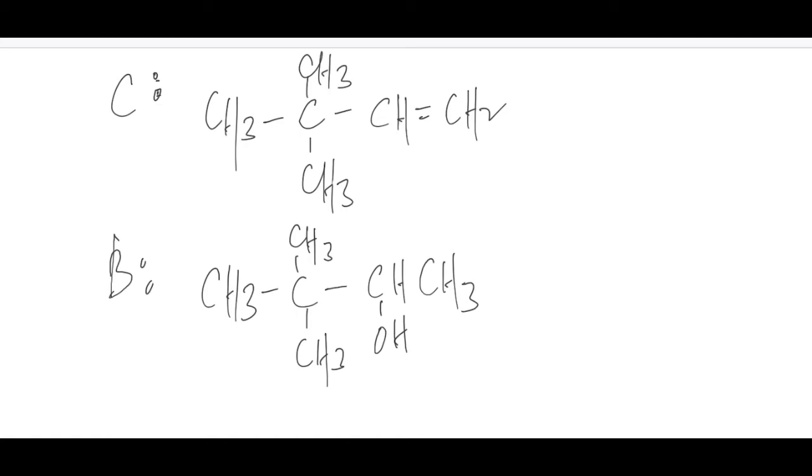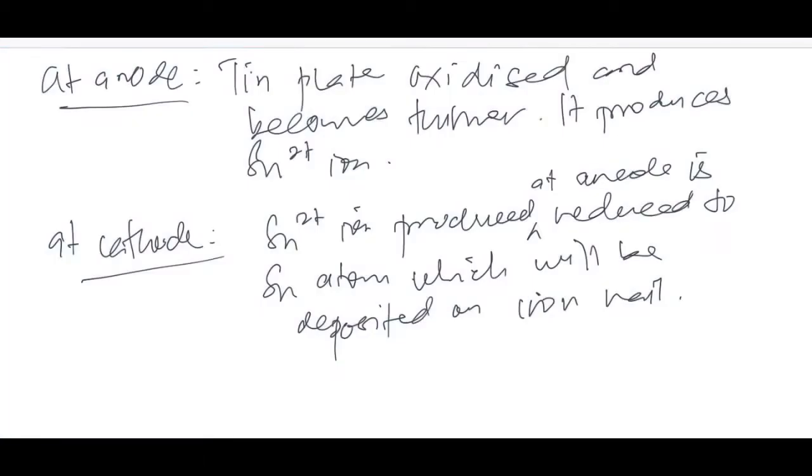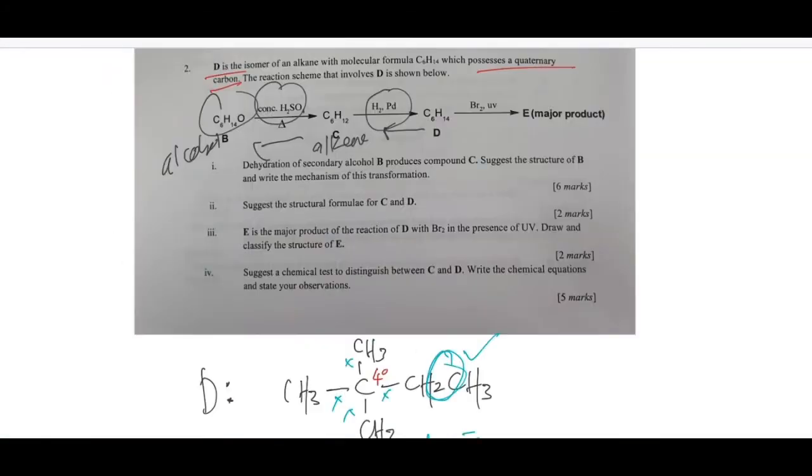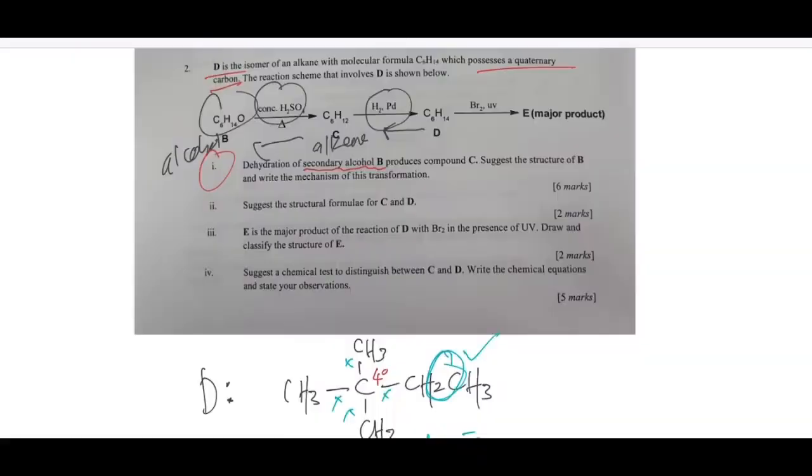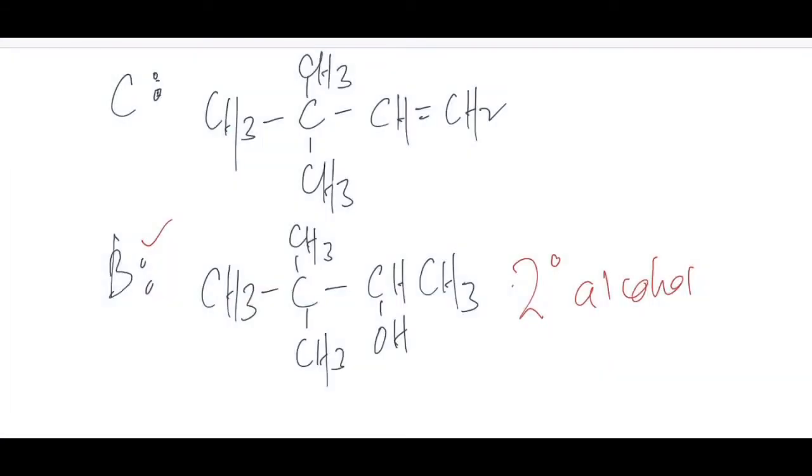So we go back to the answer. We go to part 1. The dehydration of alcohol B produces a secondary alcohol. Yeah, they already mentioned a secondary alcohol. So do we get a secondary alcohol here? Yes, we get a secondary alcohol. That's true. So confirm ini B kita lah. So they said suggest the structure of B. We already suggest it, and now the mechanism for the transformation. So we go to the mechanism.